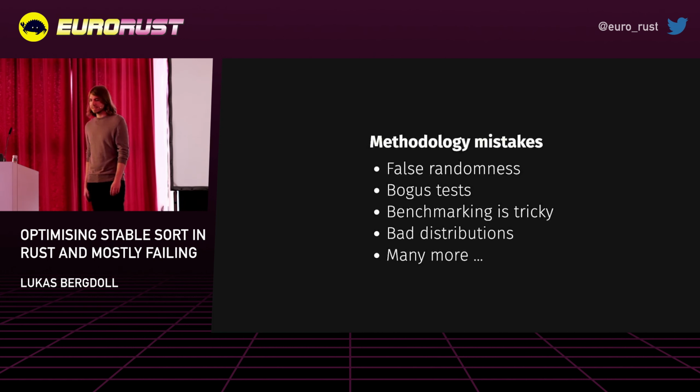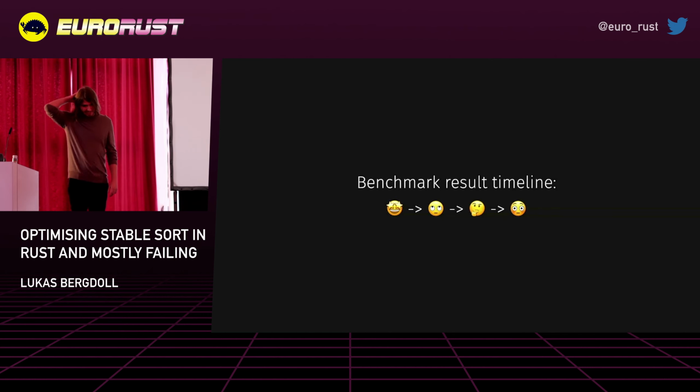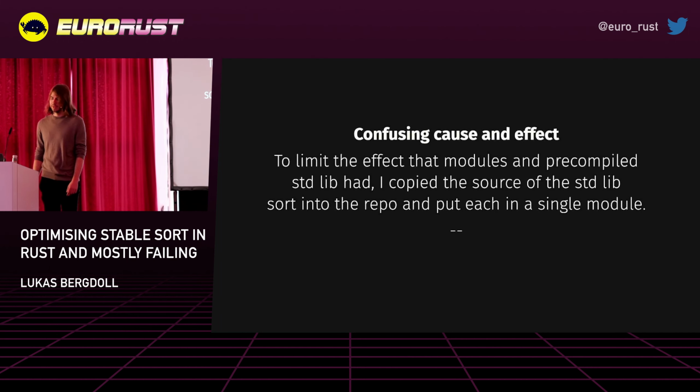Okay, let's talk about some methodology mistakes. I made many different ones, like false randomness, bogus tests, benchmarking in general being tricky, and bad distributions. I want to focus on false randomness and bad distributions. Let's take a look at the beginning. My benchmarks looked really promising, and in some benchmarks it outperformed the unstable sort by a factor of 2. That looked good.